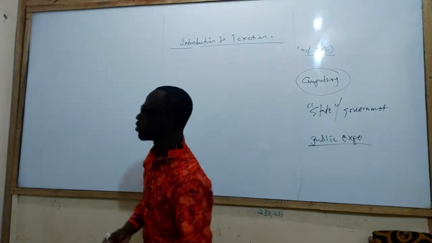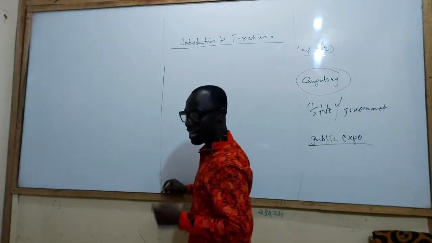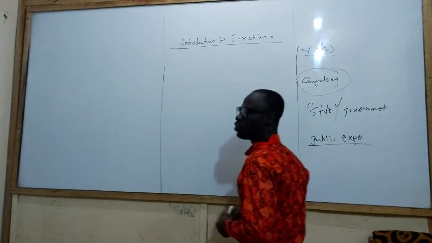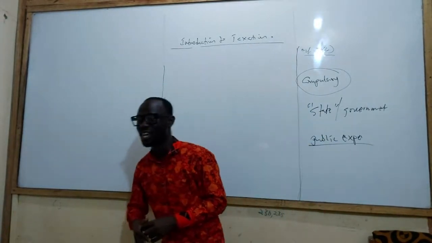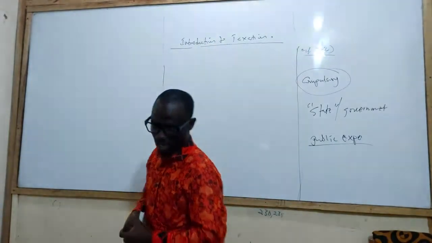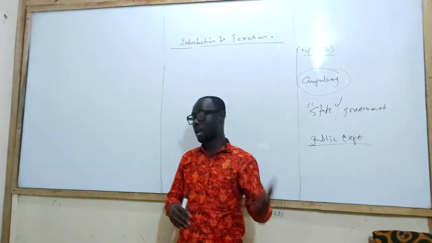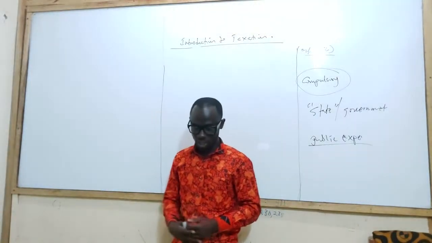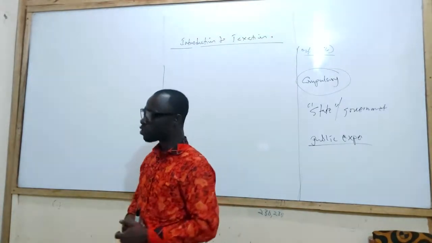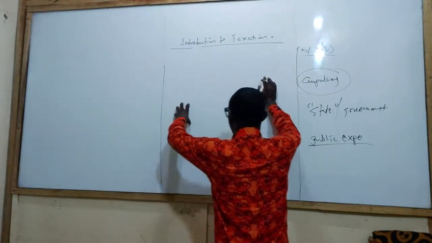So in some countries, the taxes on cigarettes, alcohol and tobacco are very high. What the government is doing is to discourage people from what? Consuming it. Then sometimes also, as you said, the government can use it to control some aspects of the economy, such as the balance of payment and inflation.